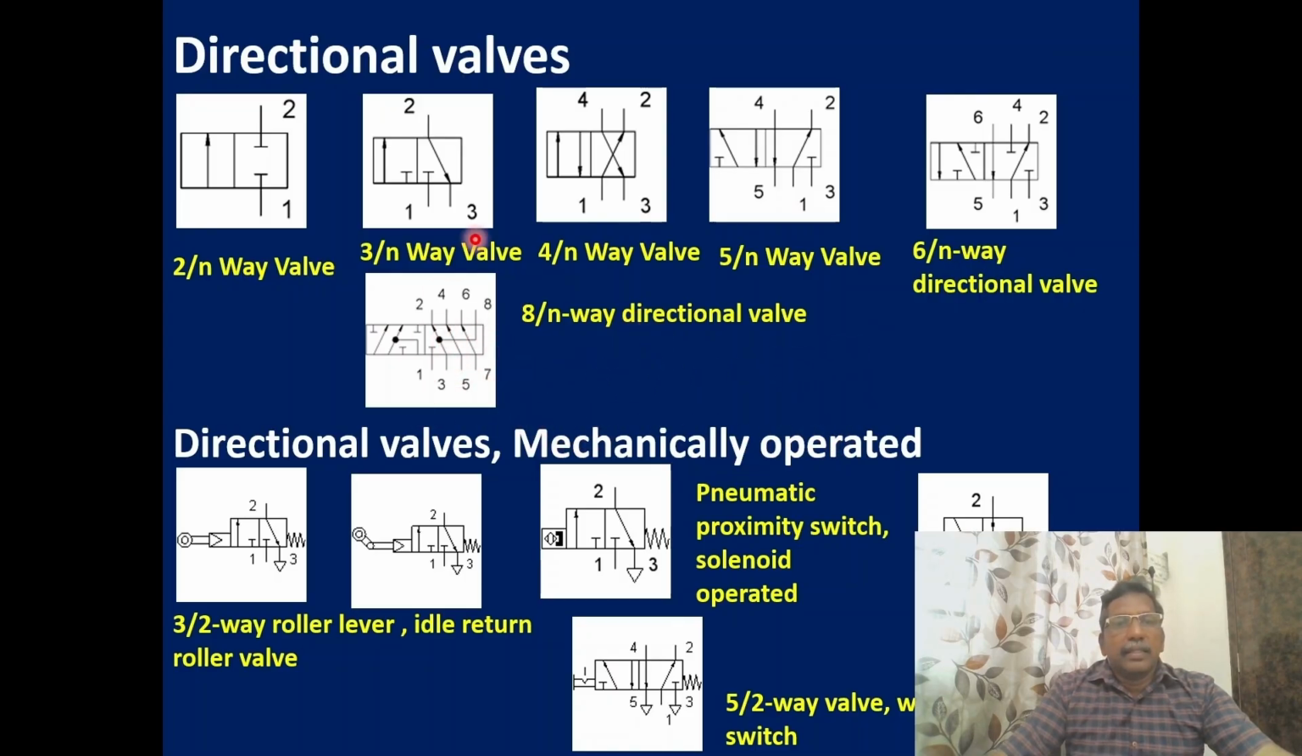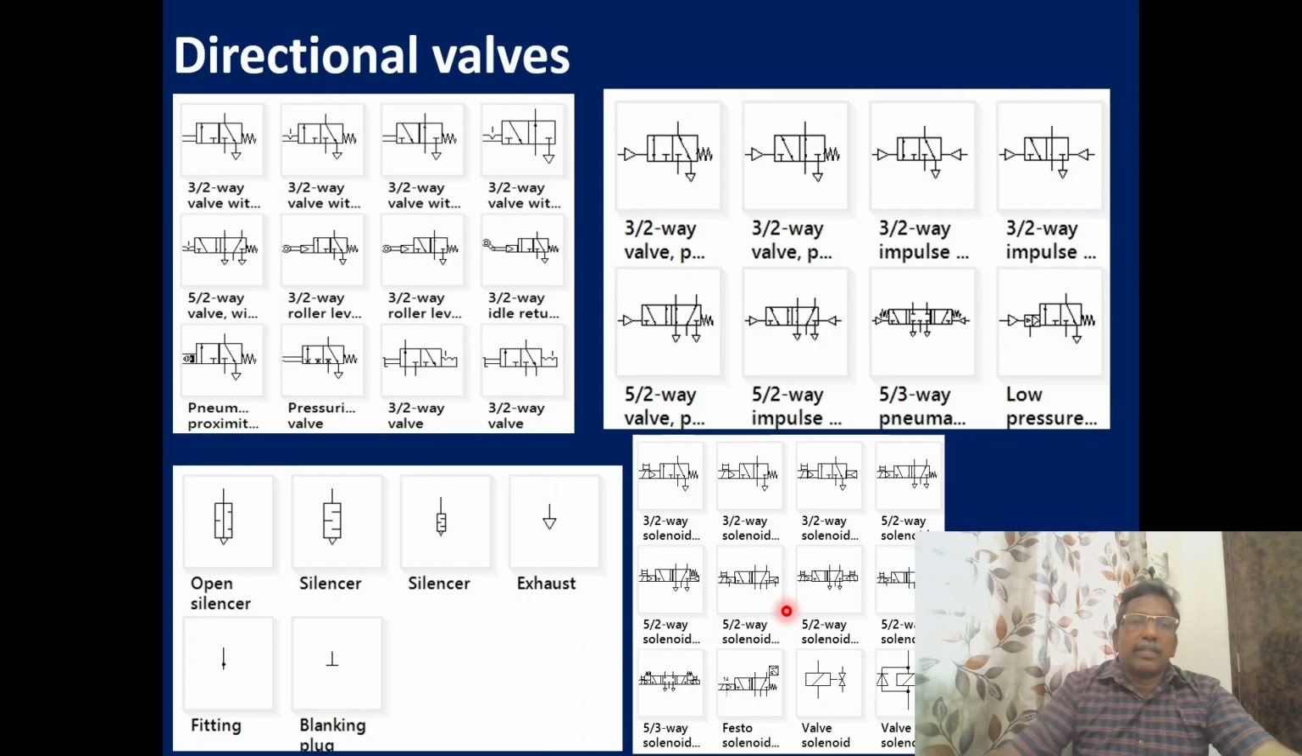Okay. These are all the normal valves which have the moving element like this, with two different positions. How is it actuated? Mechanically we can actuate. So we have 3 by 2 roller devices as well as idle roller devices. So roller limit switches, idle return roller devices we also have. Then similarly proximity switch, solenoid operated systems with spring return. Then a return switch, then a push button also. So these are all mechanically operated direction control valves.